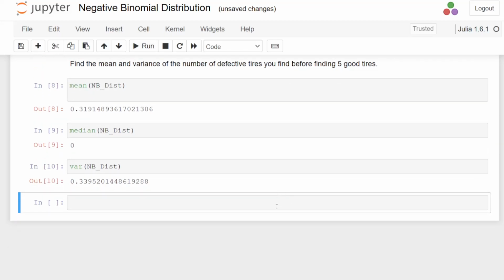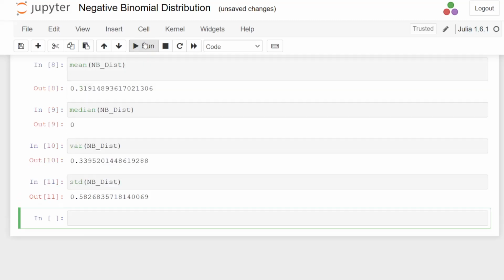Let's just actually go for the standard deviation, just to see what we can do there. The standard deviation of NB_dist is 0.5826. So that's it. That's a straightforward enough one, and we'll leave it there.